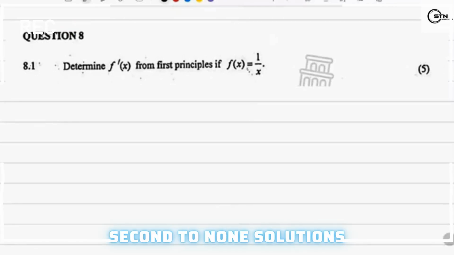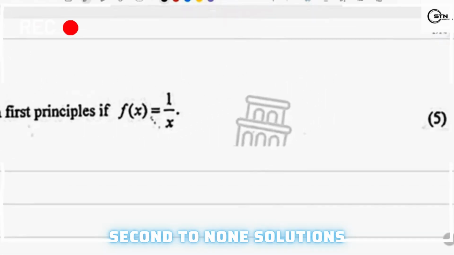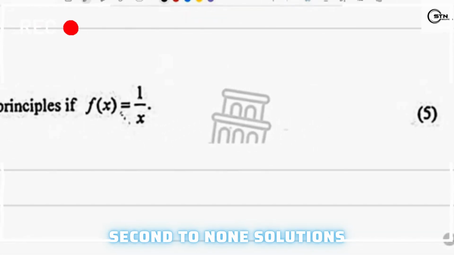Question 8, 8.1 says we have to determine f prime of x from first principles if f of x is equal to 1 over x. Okay, so something you can actually do first is use the actual rule of derivative to derive this function, just to make sure that you have the right answer. So that when you derive using first principles, you can compare it to that.